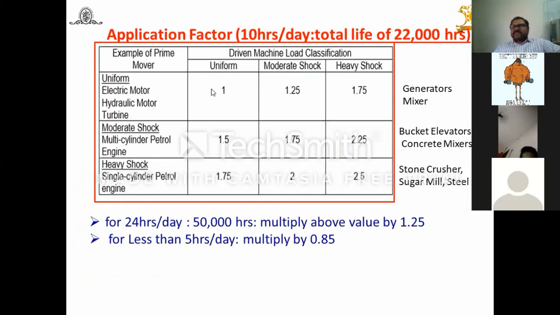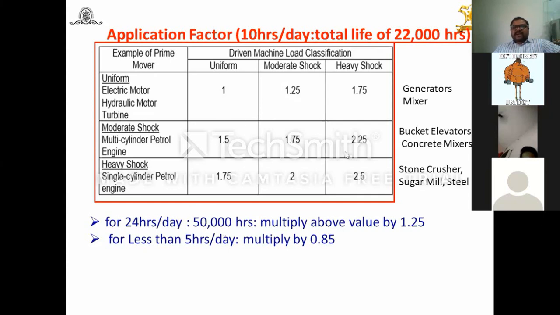Now your application factor. I have already told which prime mover is associated with which machine. Suppose a generator or mixer: to run it, an electric motor, hydraulic motor, or turbine, the prime movers, are used, and in between is the gearbox. At that time you have to select the application factor 1.25 or 1.75. This data is for 10 hours per day, and a total life of 22,000 hours. This is the gear life. But if the gearbox runs for 24 hours per day, the total life you have to assume is 50,000 hours.